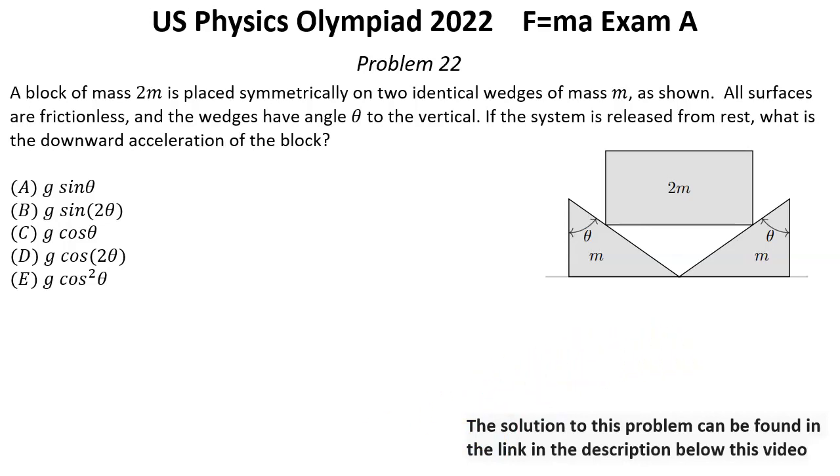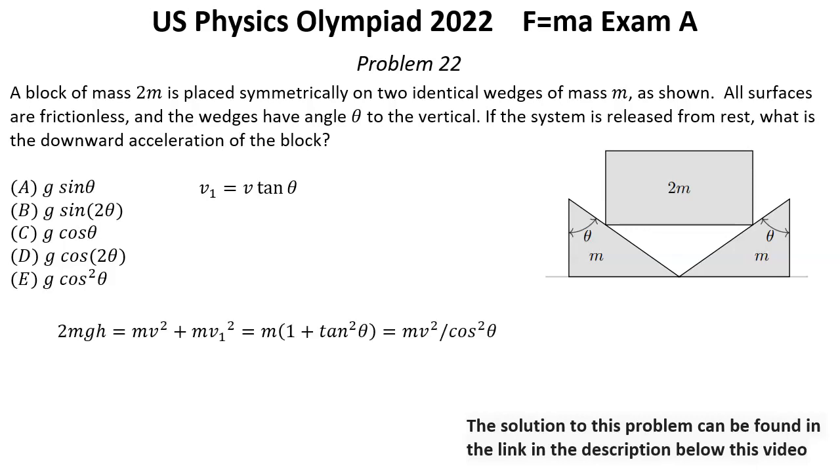Using trigonometry we can find that the horizontal speed of blocks m and m is v1 equals v multiplied by tangent theta. So from energy conservation we can write that 2mgh equals mv squared plus mv1 squared. And using this relation, we get this expression. So it means that v squared equals 2gh cosine squared theta.